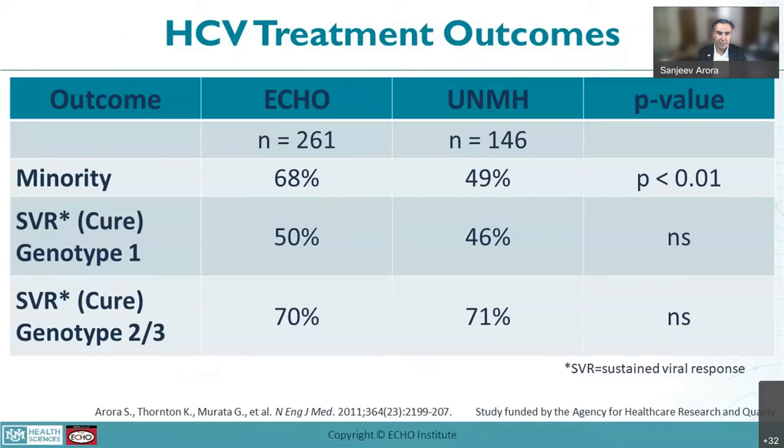So the New England Journal of Medicine paper that we published basically showed that we were able to improve care for minorities, but the cure rate was identical in the rural areas and prisons as it was in the university. But of course, it had all the limitations of a prospective cohort study, and we subsequently did a propensity score matching to try and figure out, and the results were surprising: the rural areas and prisons actually did better than the university after they were matched that way.